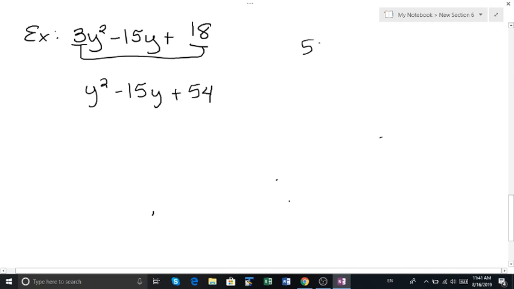So I'm going to write out my multiplication facts for 54. There are more, but I'm going to stop here because I can see 9 times 6 is going to give us what we want. That's because negative 9 minus 6 is negative 15, and negative 9 times negative 6 is positive 54.